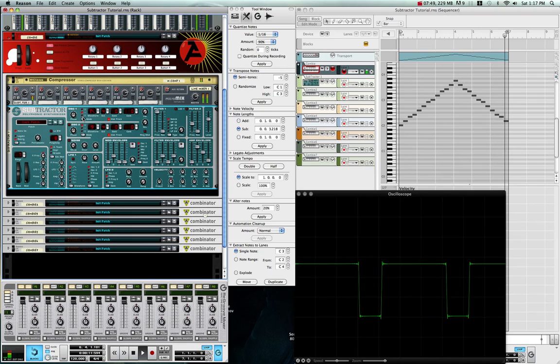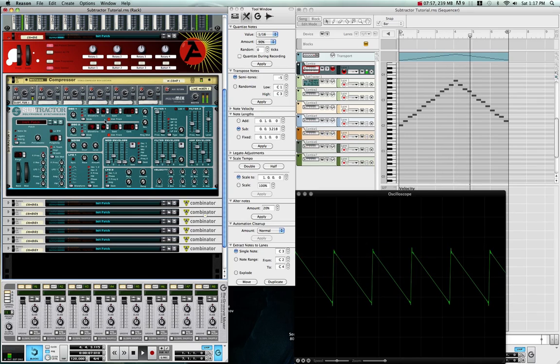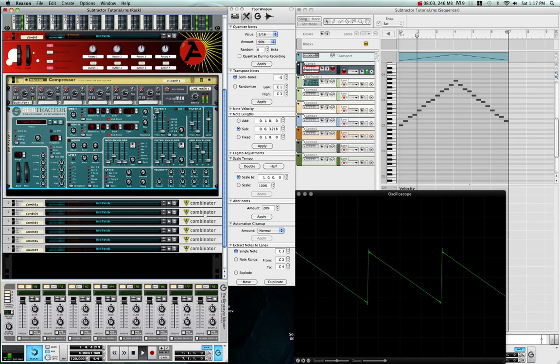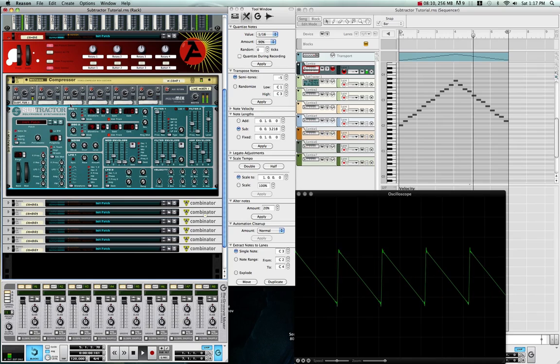But in a nutshell, I'm not sure if I mentioned keyboard tracking, did I? Well, anyway, if I didn't, I'll cover it in another video. But for the most part, this sums up the sound section, the oscillator section in the Subtractor.